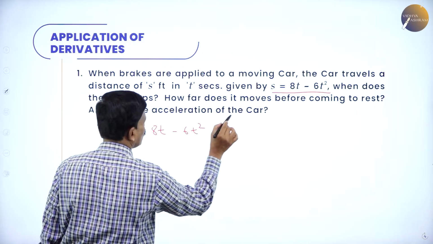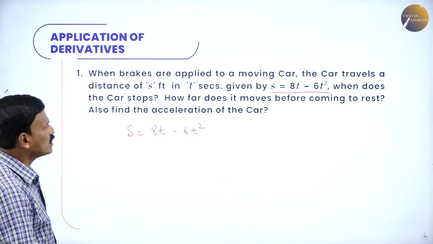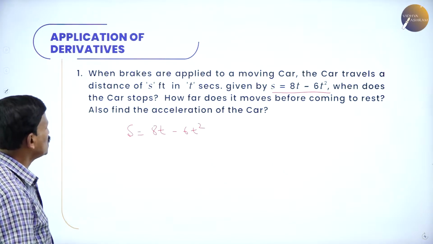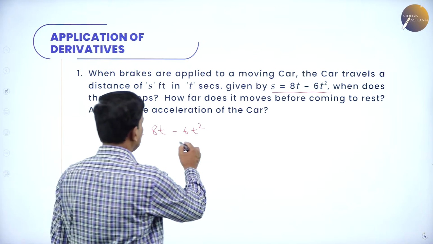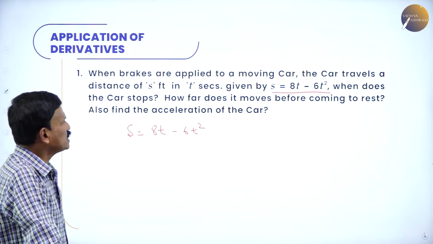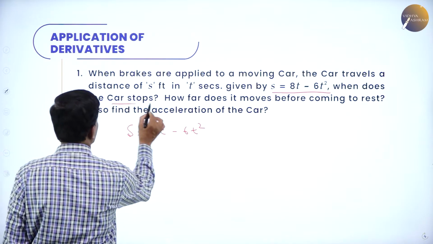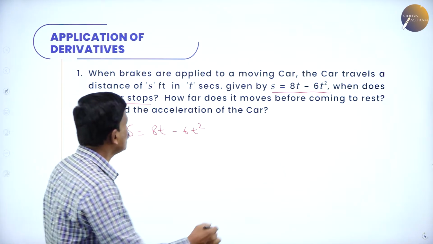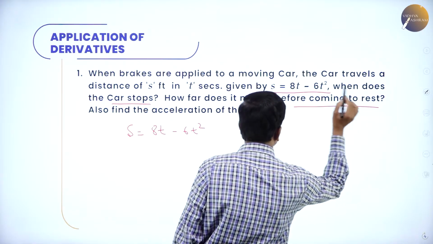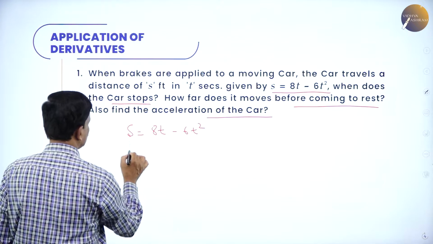Okay. Now that is, when brakes are applied to a moving car, the car travels a distance of s feet in time t seconds, given by s is equal to 8t minus 6t square. When does the car stop first? Then how far does it move before coming to rest? Also find the acceleration. Now let us differentiate this.